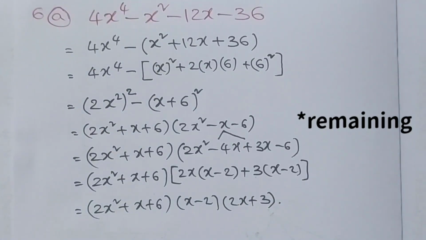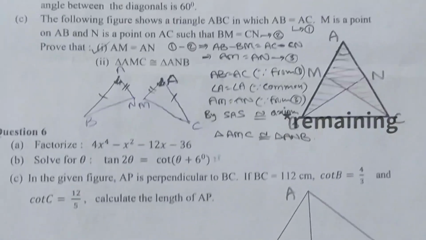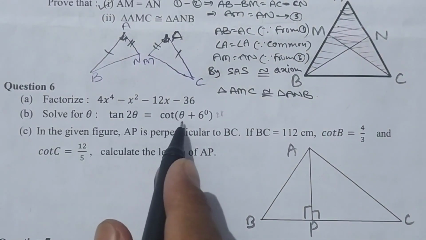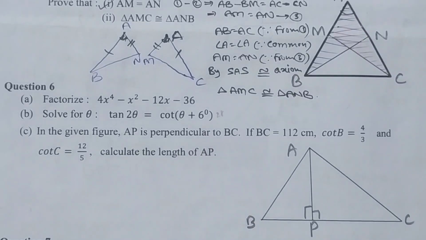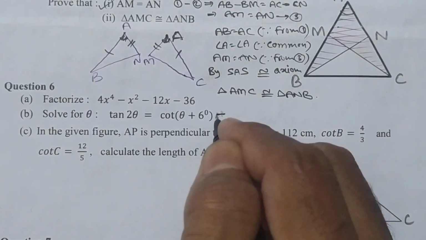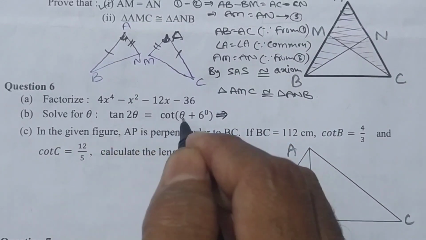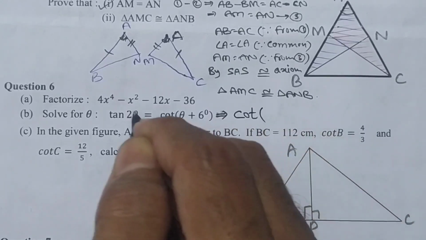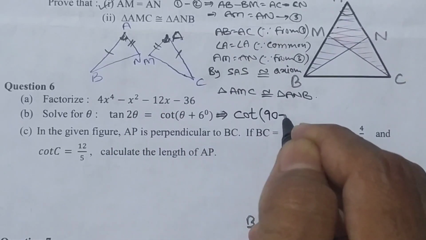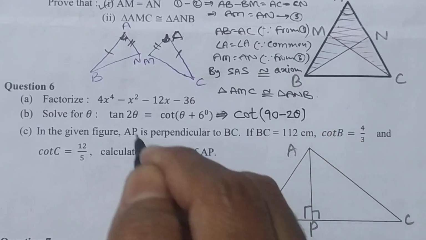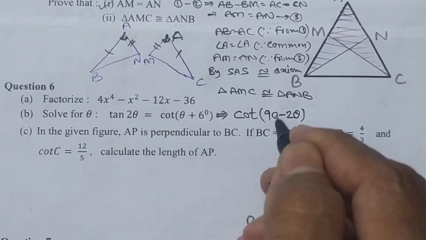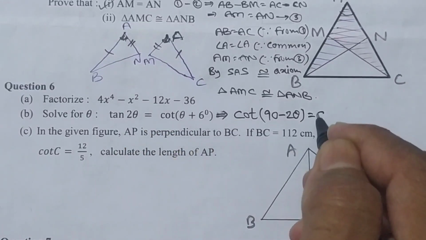Now let us see sixth problem, b bit. Okay, solve for theta. Tan 2 theta is equal to cot theta plus 6 degrees. I would like to solve here only. As we know, these are complementary angles. So tan we can write as cot. Then theta will be 90 minus theta. 2 theta is 90 minus 2 theta. Clear? Tan theta is cot 90 minus theta. Tan 2 theta is cot 90 minus 2 theta because right side already cot is there.